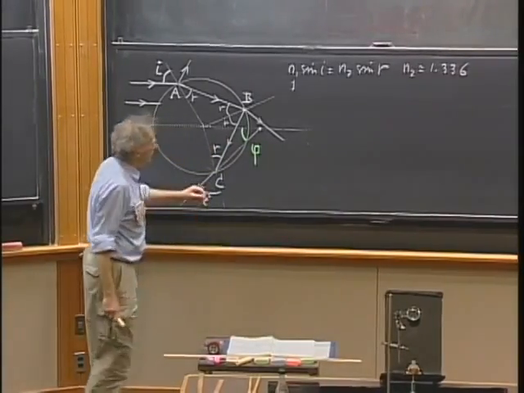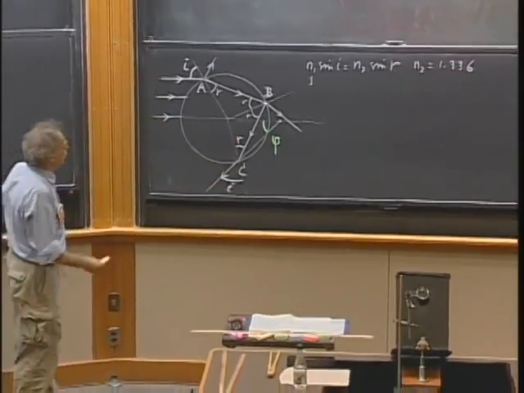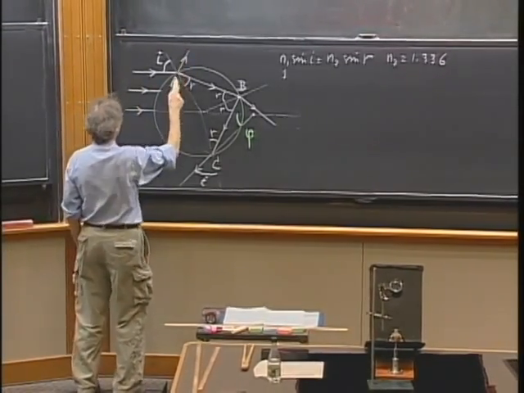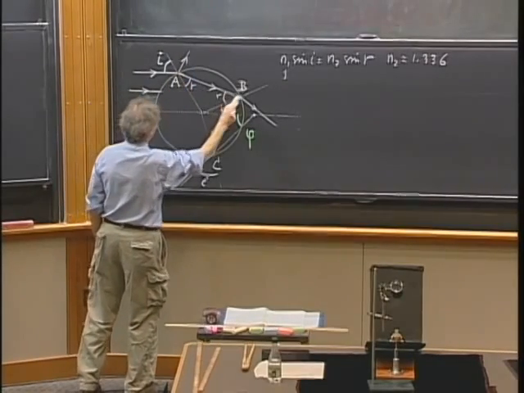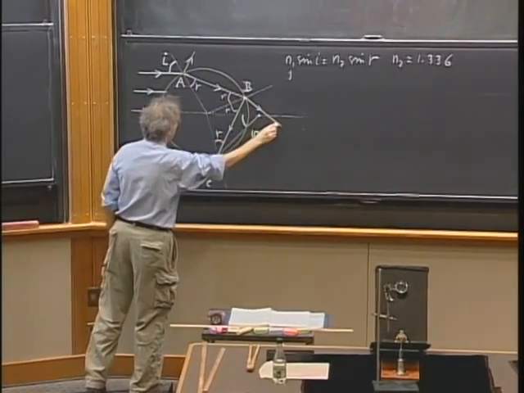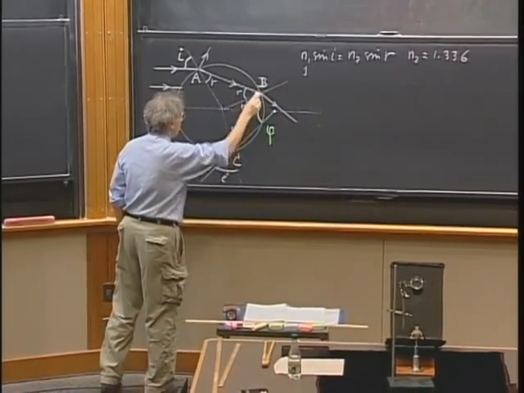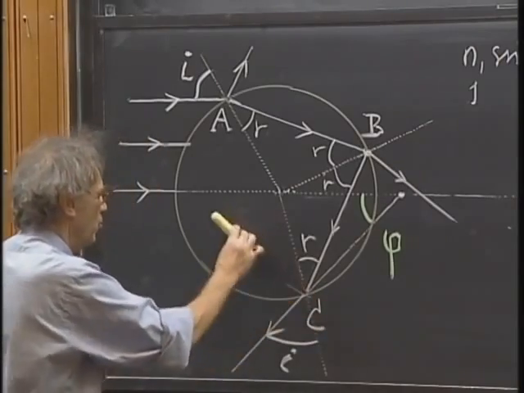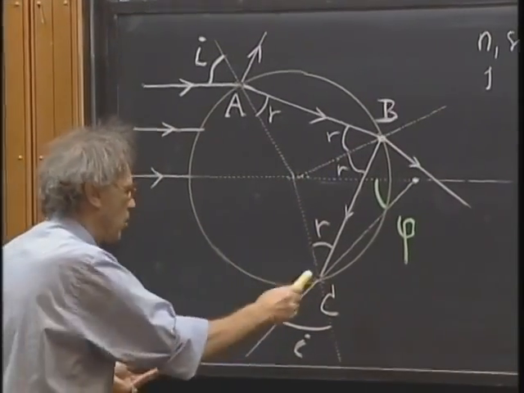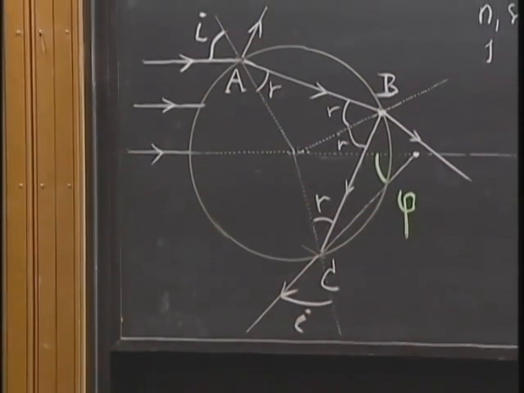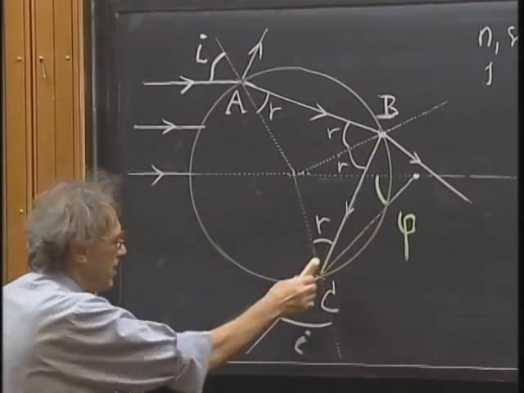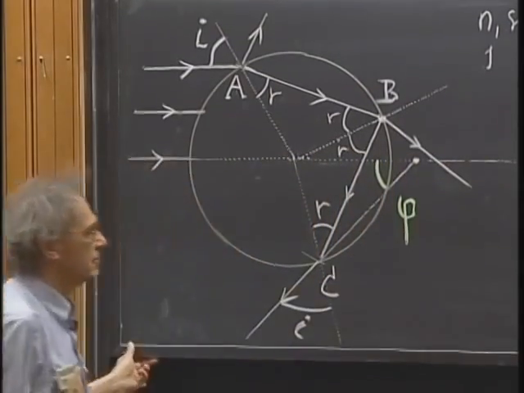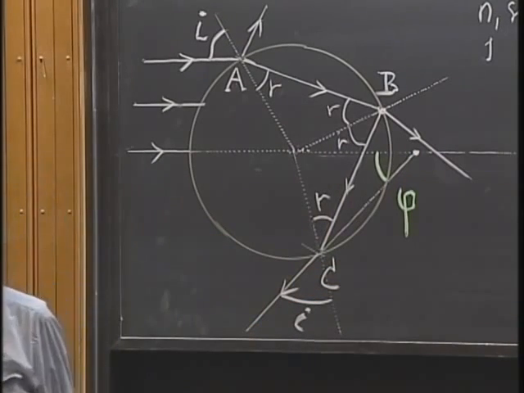I asked you in problem 10-4 to concentrate on the following trajectory. Light strikes the water. Some of it is reflected at A. I'm not interested in that. I want to know what goes into the water. At B, some of it comes out. I'm not interested in that. I want to know how much is reflected. And then at C, some of it is reflected into the water drop. I'm not interested in that. I want to know what's coming out. And what you see now is what comes out makes an angle phi with this horizontal line. And this angle phi is going to play an important role in the rainbow.